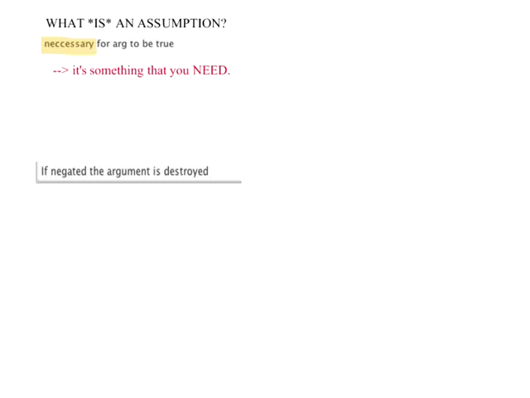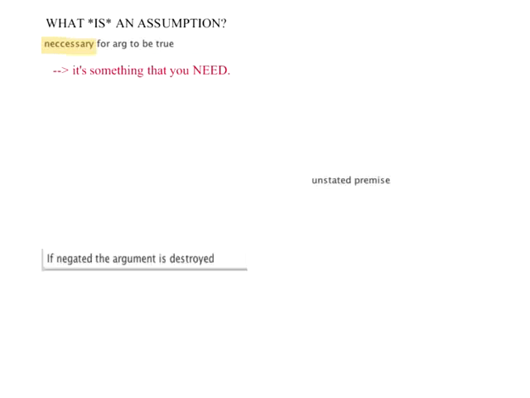The danger is things like this, where one person wrote unstated premise. The problem with unstated premise is that it's not really exact enough. This may not really convey the idea that it's necessary. So let me give you an example, just to make sure we're all on the same page here. When you say unstated premise, it may not convey the idea of necessary.